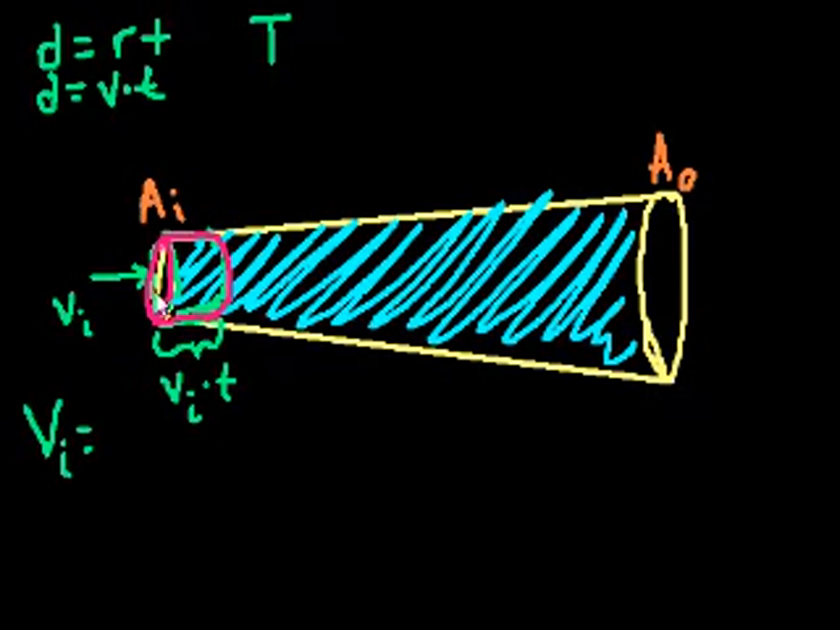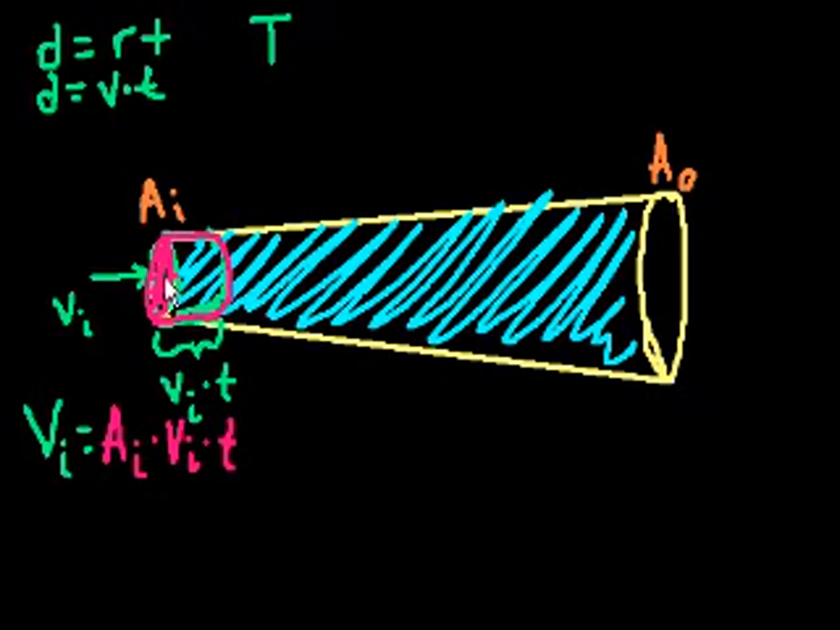So it equals this side, the left side of the cylinder, the input area, times the length of the cylinder, and that's the velocity of the fluid times the time that we're measuring, times the input velocity times time. Right? That's the amount of volume that came in.